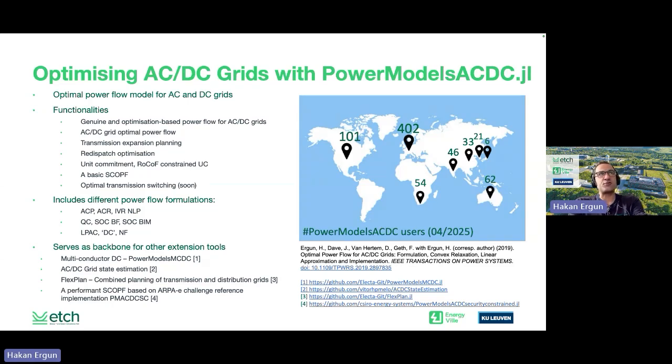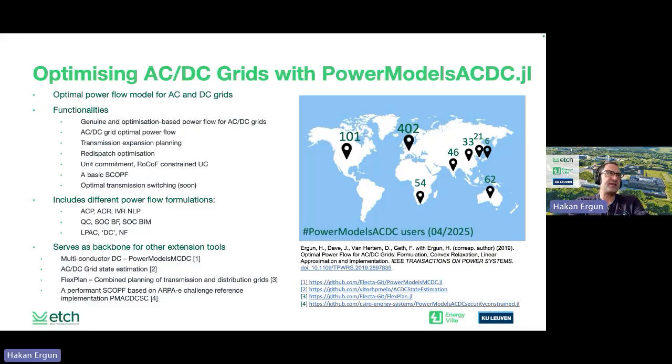Then, of course, there is an optimal power flow model, which is going to optimally determine generator set points, but then also set points of your storage devices, HVDC links, phase shifting transformers, and so on. It also includes a transmission expansion planning model, which is going to determine which exact AC or DC links you would actually build in your system.